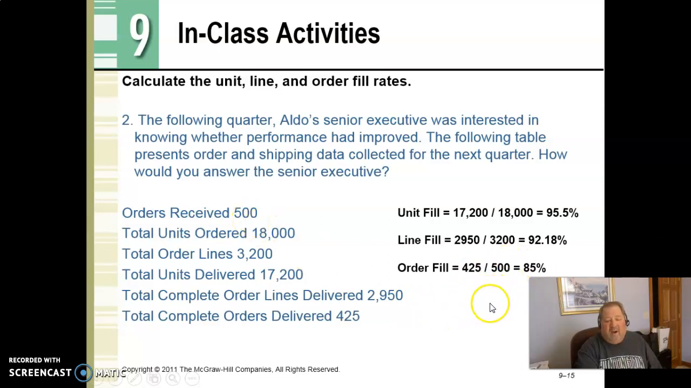When you do these problems, your rates will never exceed 100%, so that's one check. And then just make sure that you read and get the correct information for what you're solving.